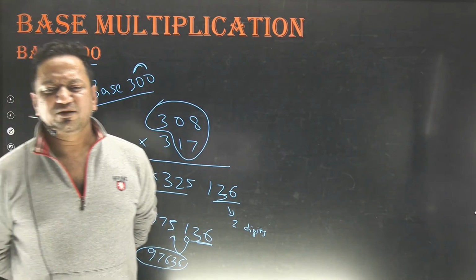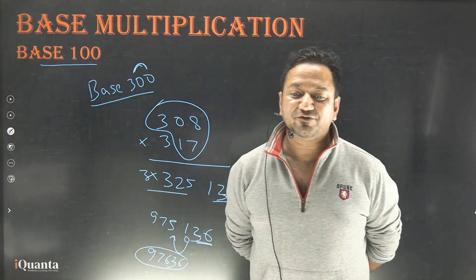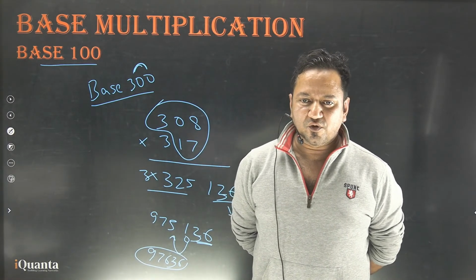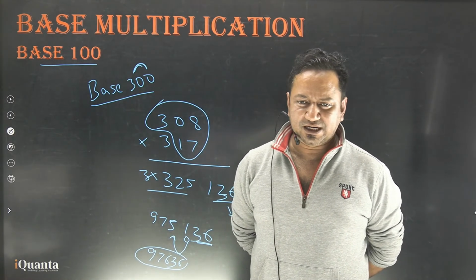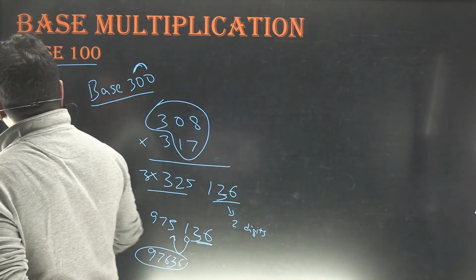Clear? Asha, 14 into 20. See, Asha, I'll tell you something. We should use the techniques when it makes our life easy, not difficult. 14 multiplied by 20 is very easy. 14 twos are 28, so 280 is the answer. You do not have to linger on that.